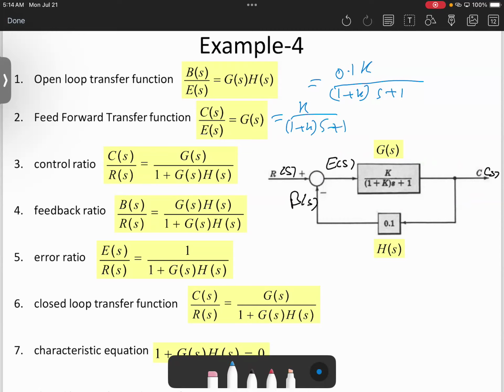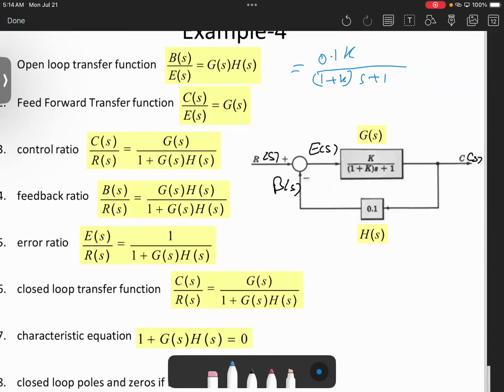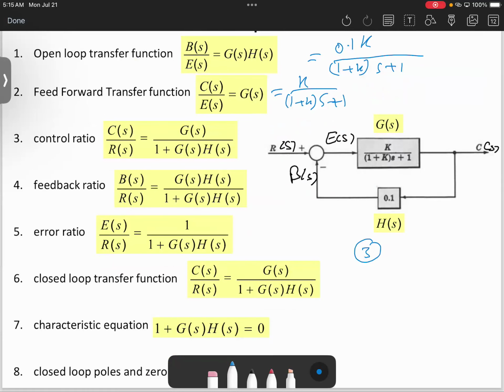The next thing, the control ratio, which is basically C of S over R of S, or in other words, the closed loop transfer function. And the closed loop transfer function is what? G over 1, since here the feedback is negative, it will be positive, right? I'm sorry, G divided by 1 plus GH. Then we can simplify it here, number 3, which is G of S divided by 1 plus GH.